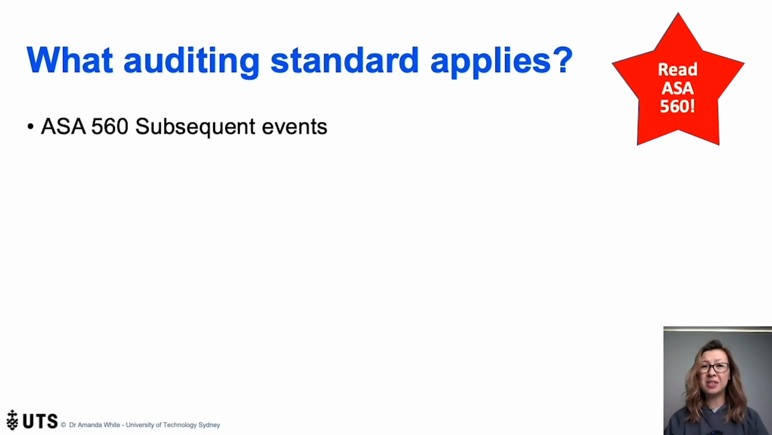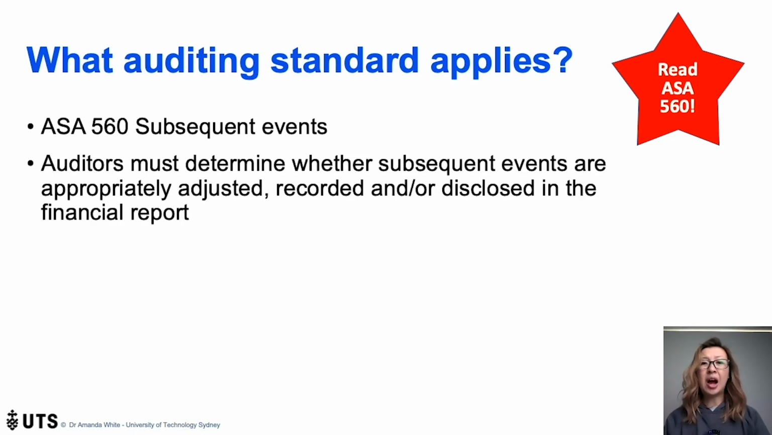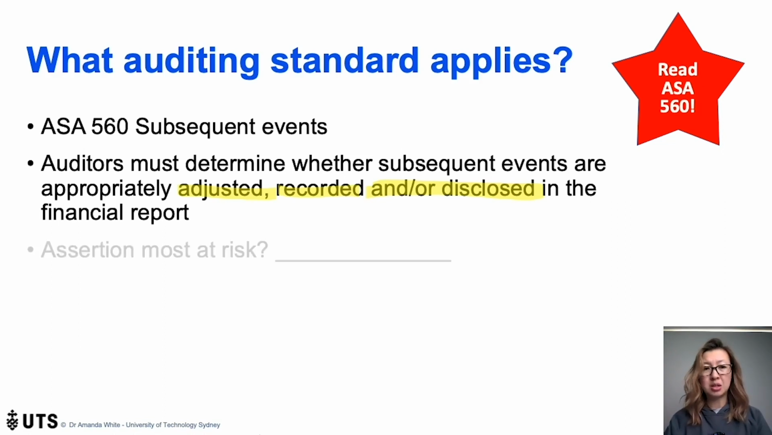So ASA 560 is subsequent events, and I have to determine whether subsequent events are appropriately adjusted, recorded, and/or disclosed in the financial report. Whoops, I've got the wrong pen there. Let me put the highlighter on. So I have to look at what management's done and said: is this the right adjustment, if there's an adjustment needed? Is this the right disclosure, or do we need to do nothing in those circumstances?